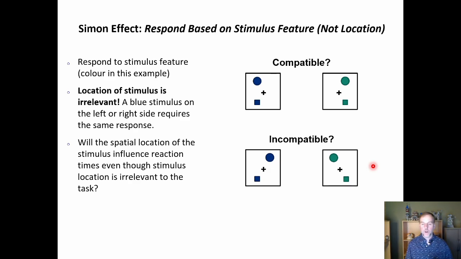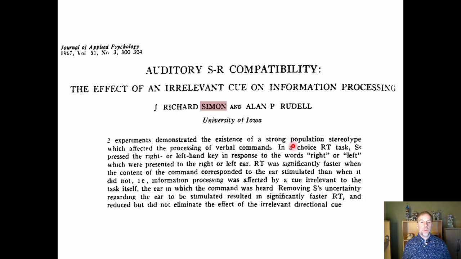So let's try this for ourselves. We'll have, I think, about 8 trials of this task. Some will have what we'll call a compatible mapping, and some will be incompatible, and try to think whether some responses feel longer than others. Why is it called the Simon task? This experiment was originated by Professor Simon, so it's named kind of in his honor.